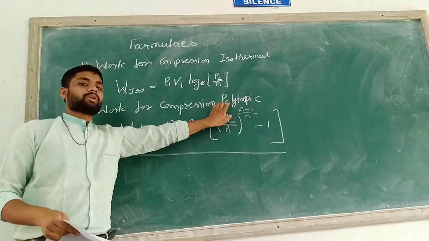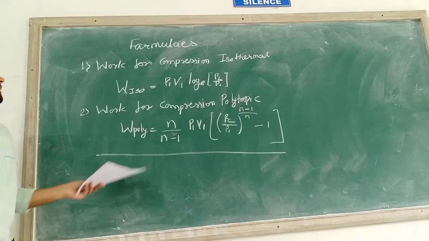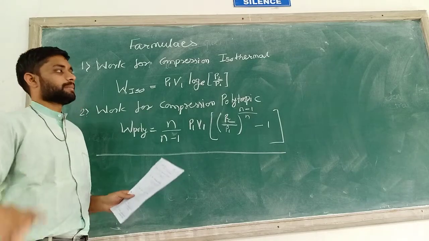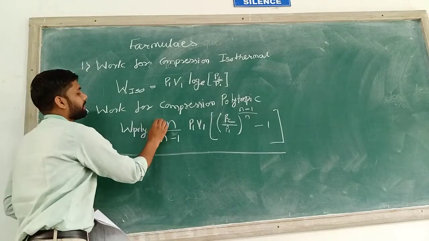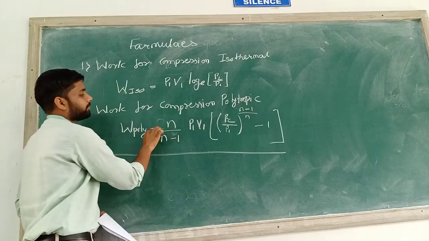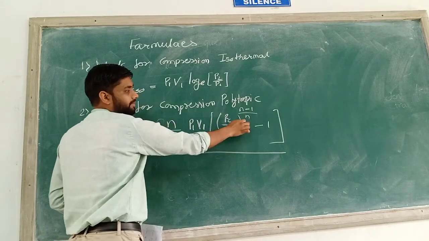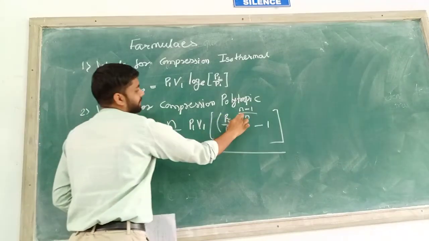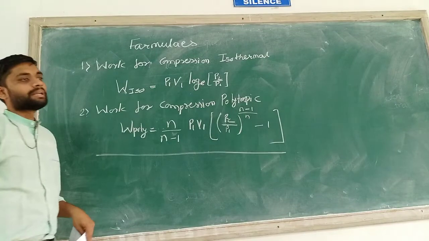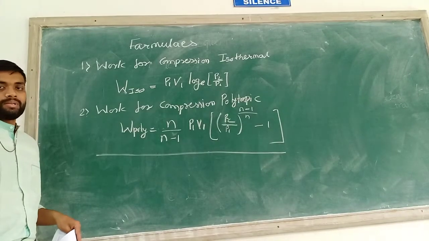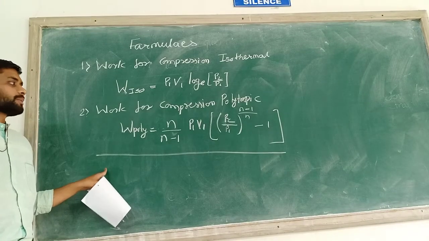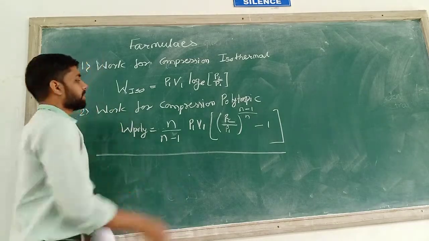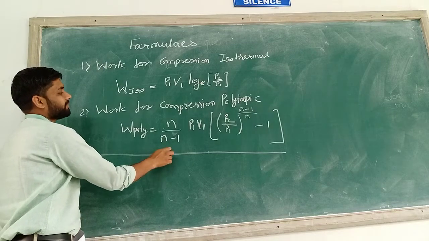When there is multiple compression, multi-stage compression, two stage or three stage: if it is compression of two stage, then we write 2 here and here, and when the compression is three stage, we need to write 3 here and here. I will take the numericals, and at that time you will get to know which formula we need to use for multi-stage compression. This formula is for single stage compression.